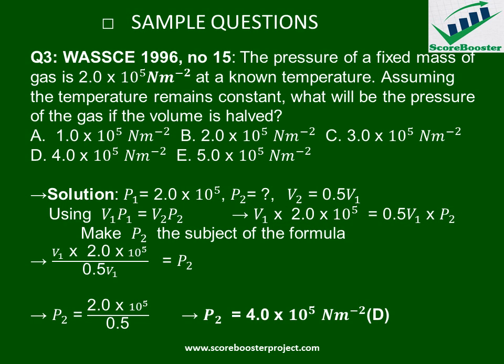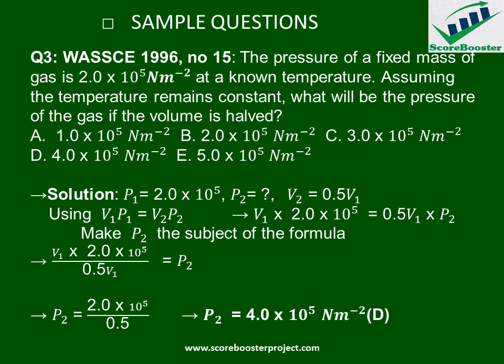Now the next question we shall be considering comes from WASC 1996 number 15, and the question goes thus: the pressure of a fixed mass of gas is 2.0 times 10 raised to the power 5 Newton per meter square at a known temperature. Assuming the temperature remains constant, what will be the pressure of the gas if the volume is halved?